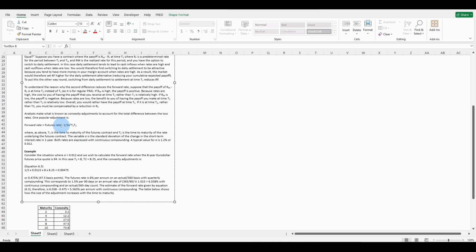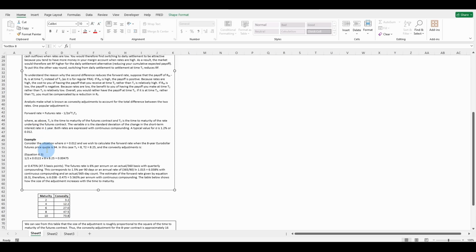One popular adjustment is: forward rate equals futures rate minus one half sigma squared times T1 times T2, where, as above, T1 is the time to maturity of the futures contract, and T2 is the time to maturity of the rate underlying the futures contract. The variable sigma is the standard deviation of the change in the short-term interest rate in 1 year. Both rates are expressed with continuous compounding. A typical value for the standard deviation is 1.2% or 0.012.